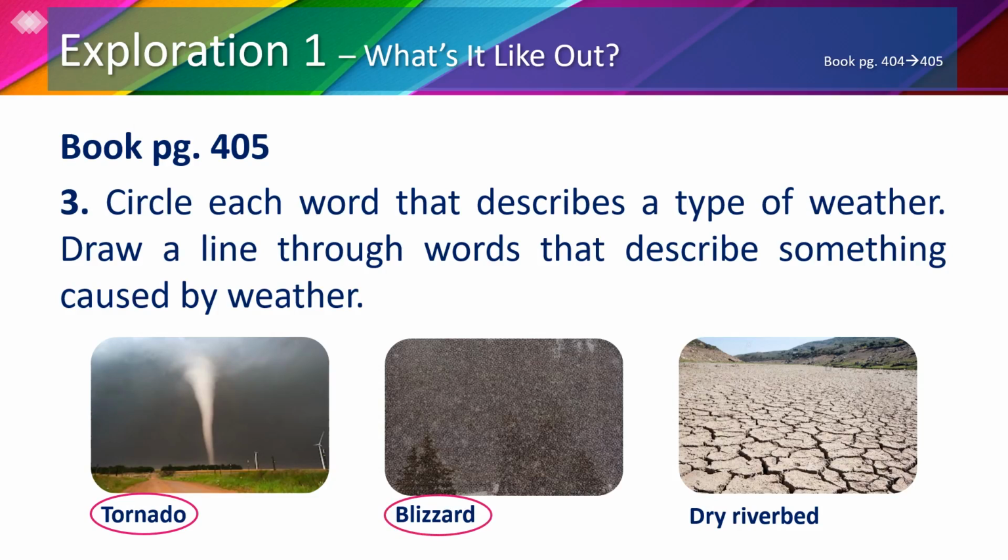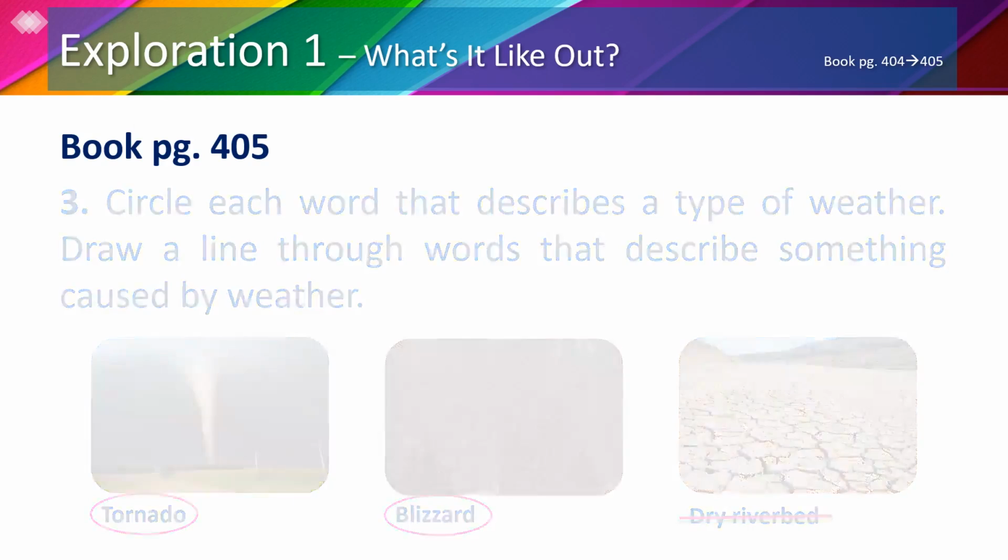And finally, the last picture shows a dry riverbed. The river dried out as a result of drought or humans extracting the water out. So we draw a line through. Since it's not a type of weather, it's a result.